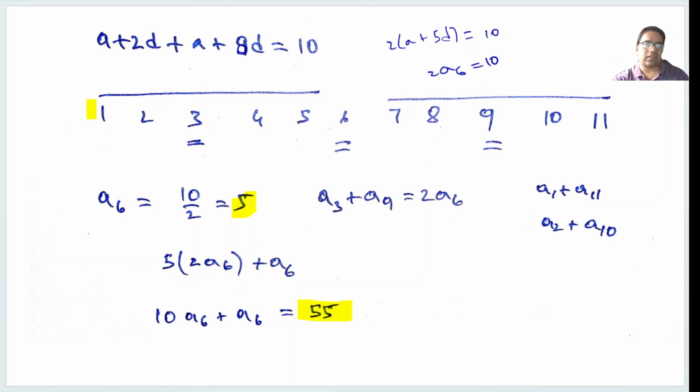Right, guys? So 1 plus 11 will be equal to 2 times a6. Similarly, 2 plus 10 is also equal to 2 times a6. So we have 5 such pairs of 2 times a6, total 10 a6, plus the original sixth term, a6, also. So the total is 55. Right, guys?